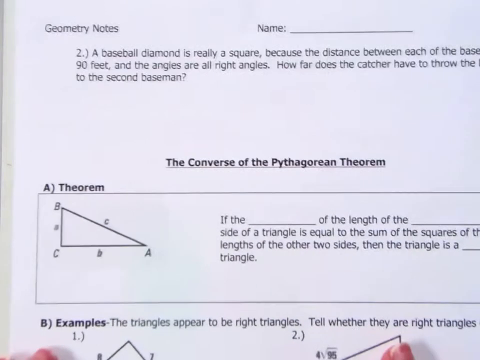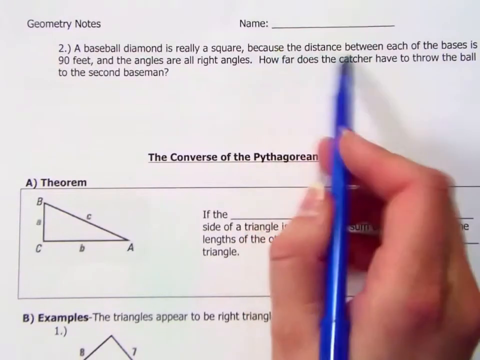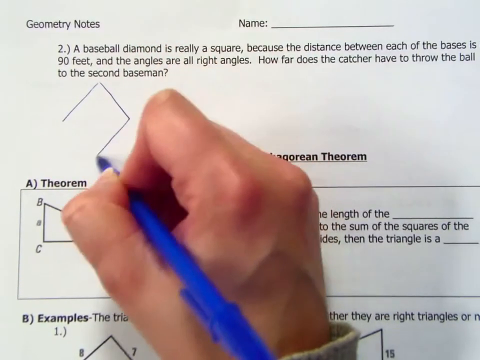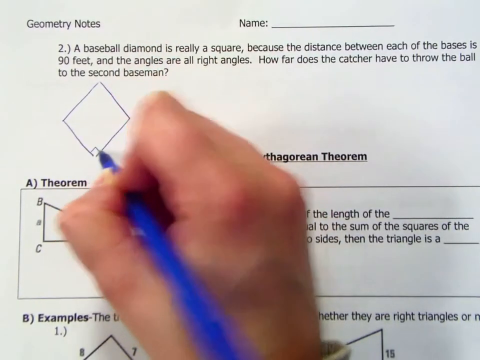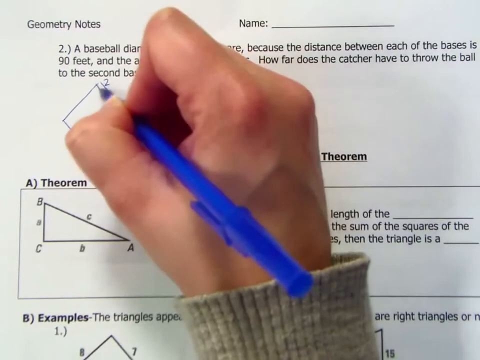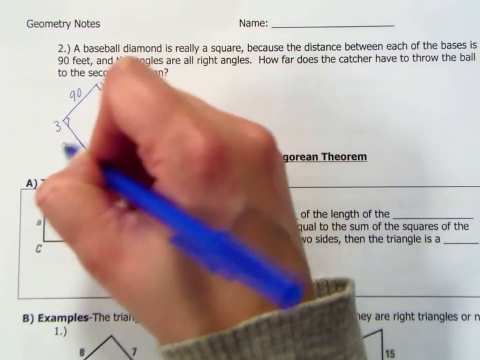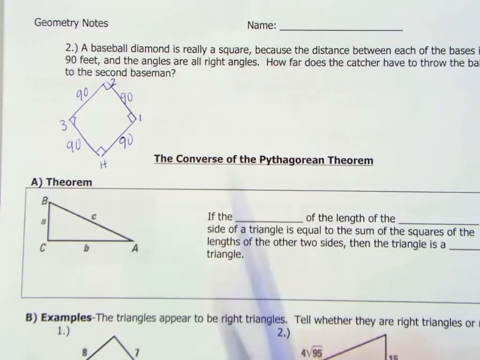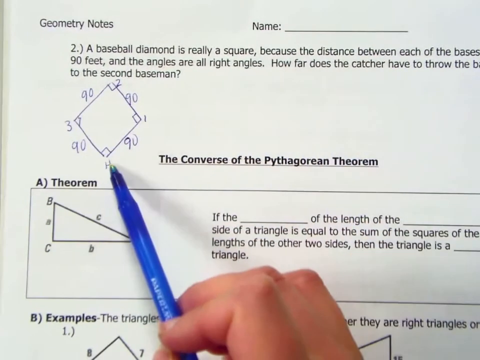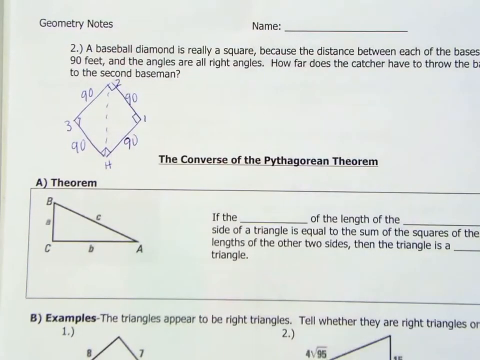Let's look at another example. A baseball diamond is really a square because the distance between each of the bases is 90 feet. So think about a baseball diamond, but it's really a square. The distance between each base, there's home, first, second, and third, is 90 feet. And the angles are all right angles. How far does the catcher, who's at home base, have to throw the ball to the second baseman? So I'm looking for that distance.